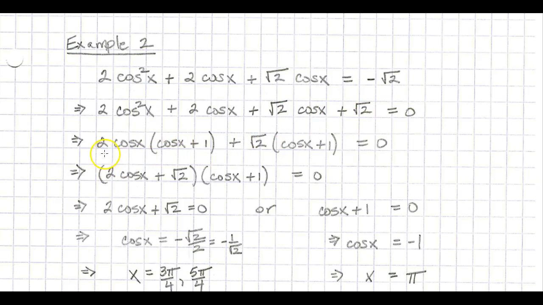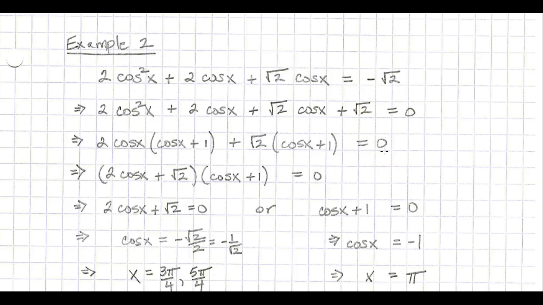So in that case, I have a cosine of x and a 2. I can factor out of these first 2 terms. So that gives me 2 cosine of x, and then times cosine of x for this guy, and then 1 for this guy. So 2 cosine of x times cosine of x plus 1. That's factoring these 2 terms together. Now factoring these 2 terms together, I can factor out square root of 2. So I get square root of 2 times cosine of x plus 1 equals 0.